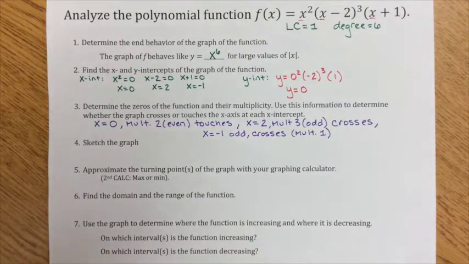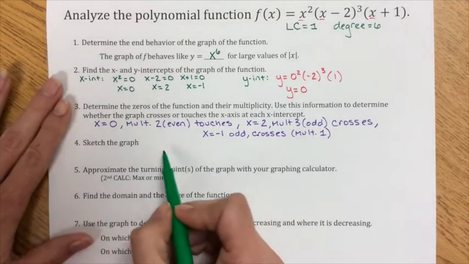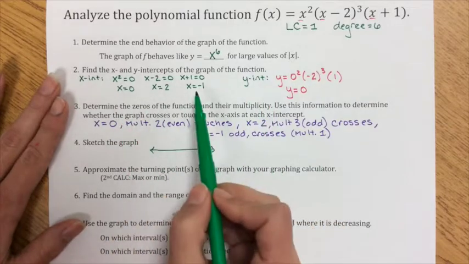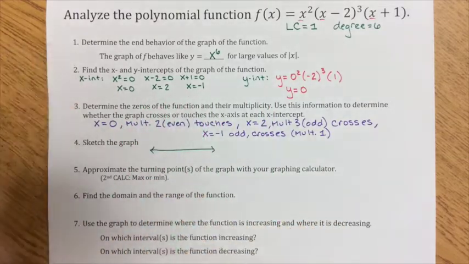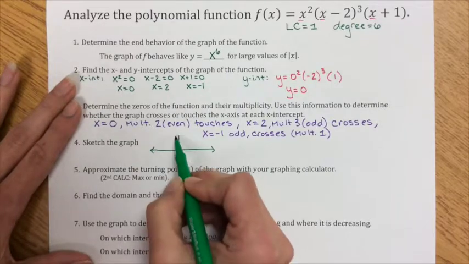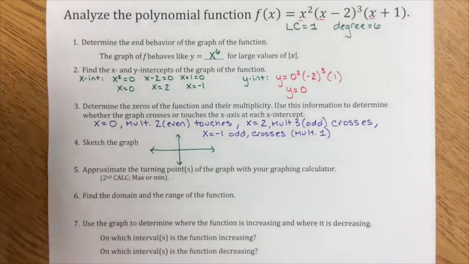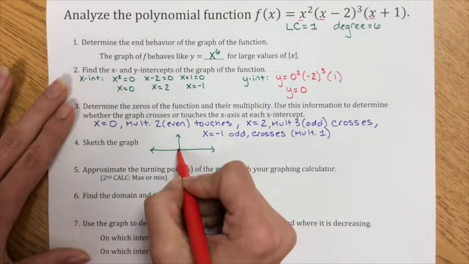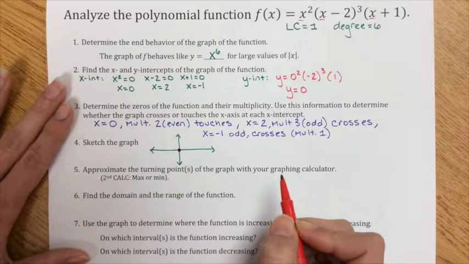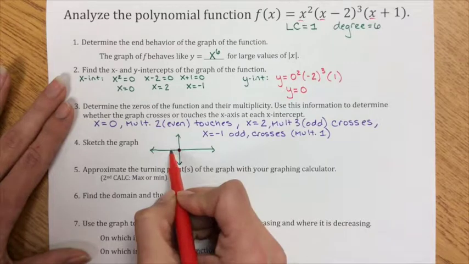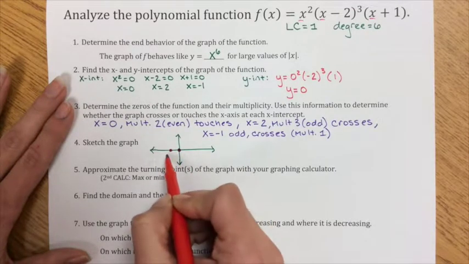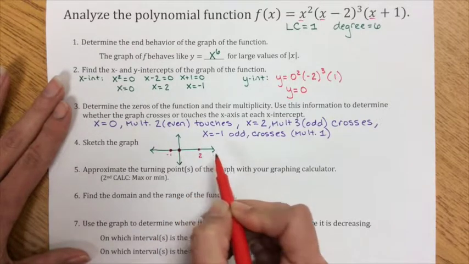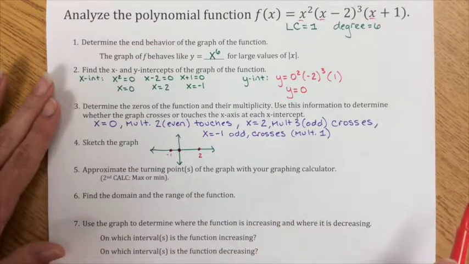So let's try that. I'm going to just draw myself an x-axis here. And we have 0, 2, and negative 1. So I'm going to give myself a y-axis as well. First thing I'm going to do is put a point at every zero. So we know we're going to cross here at 0, 0. And we also know we're going to cross at negative 1. And we know we're going to cross at positive 2. So there are the places that we're going to cross our graph.